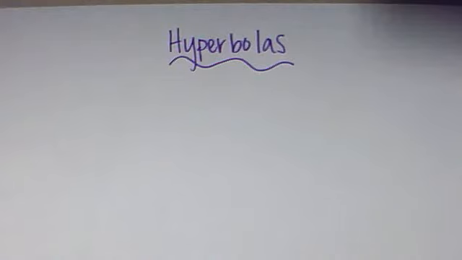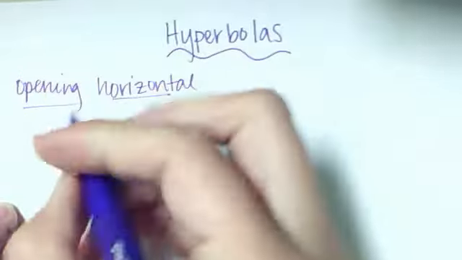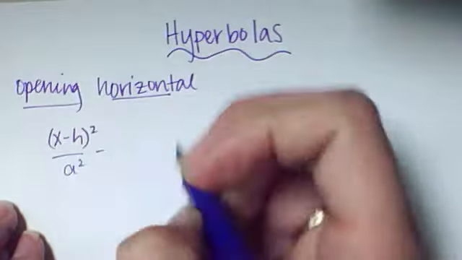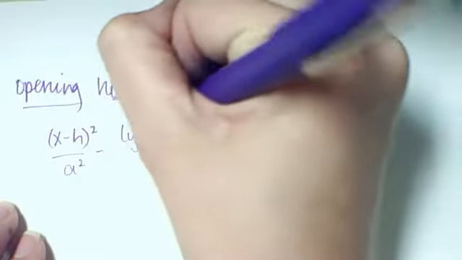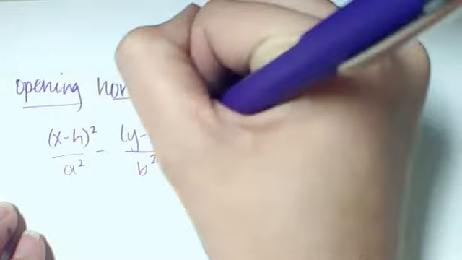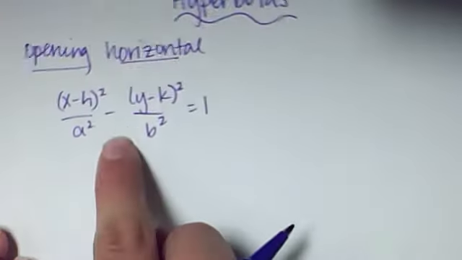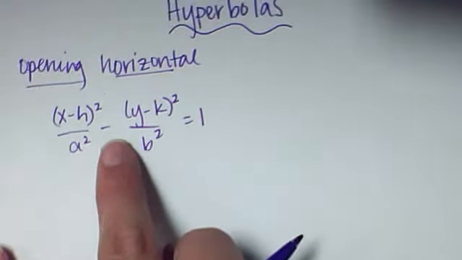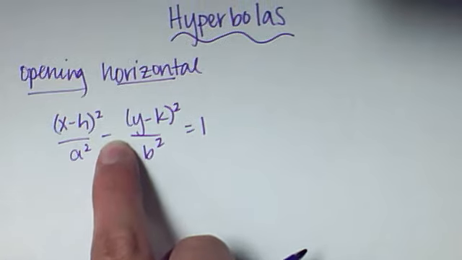Today's pre-calc lesson is about hyperbolas, which are a certain type of graph that you may or may not have seen before. If they open horizontally, then the general equation is (x minus h) squared over a squared, minus (y minus k) squared over b squared equals 1. You should notice that the main difference between this and ellipses is that this is a minus and not a plus.